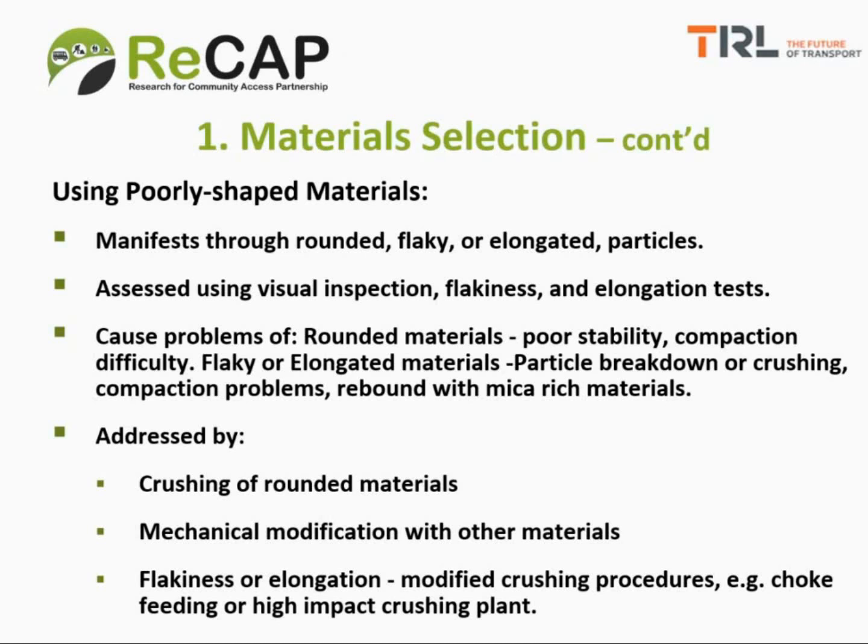Now, poorly shaped materials can be used in pavements provided that you either crush the materials if the particles are rounded, or you carry out mechanical modification with other materials, or in the case of flakiness or elongation, this may require a slightly more expensive approach by either modifying crushing processes and altering the setting of crusher plants to high impact crushing.